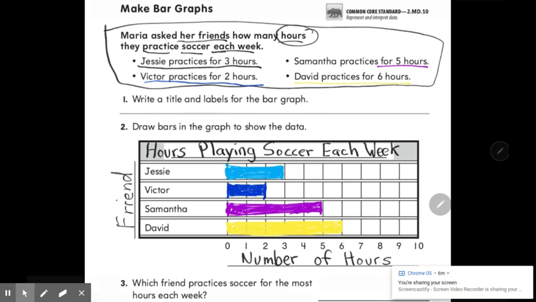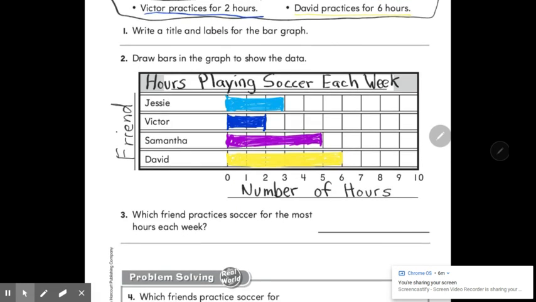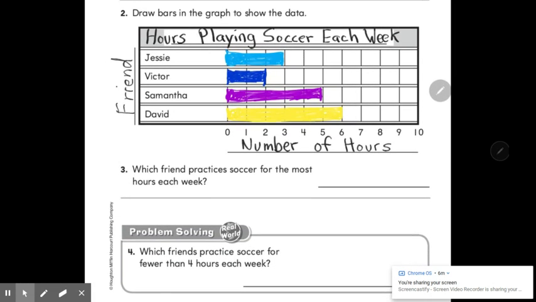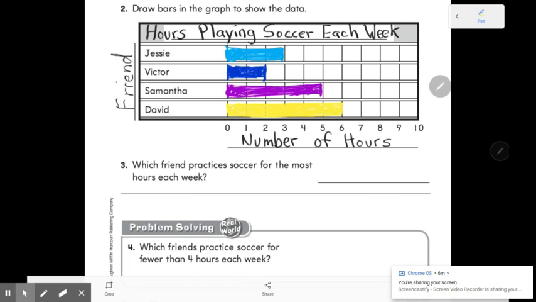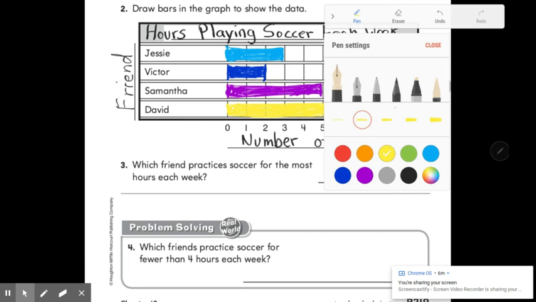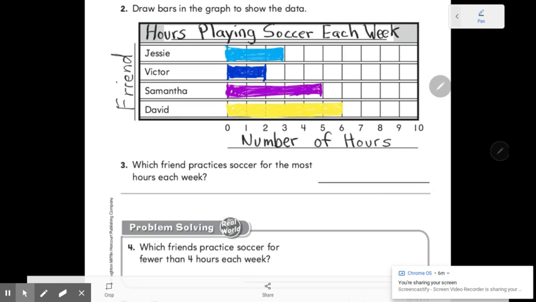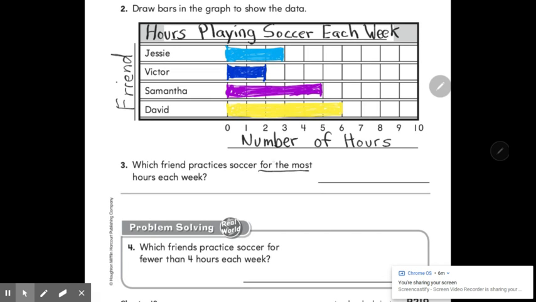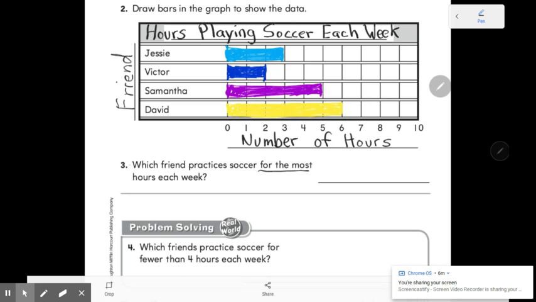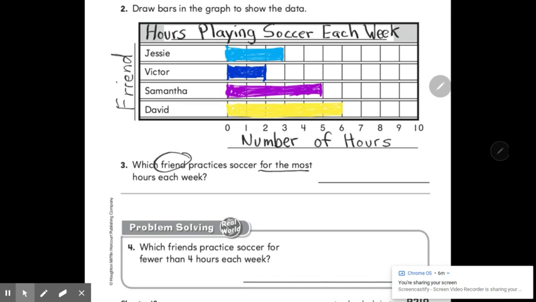Now, after we create the bar graph, we're going to use that information to answer some questions based on what we see in our bar graph. So I'm going to change my color so I can answer my questions with a dark black. Okay, so now it says, which friend practiced soccer the most? So we're looking for which friend practiced soccer the most.